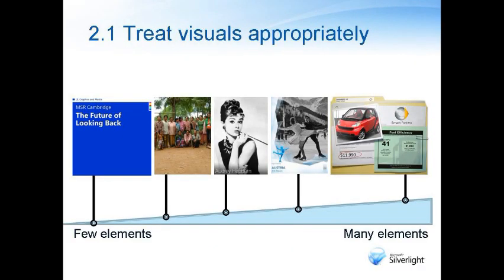Now, on the scale here, we've got few elements to many elements. How many elements should be on your trade card? Elements can be images, they can be infographics, they could be text, they could be colors, they could be all kinds of things. And it's a scale, and a lot of this depends on how much content you have to put on, but also who your audience is and what your goals are.